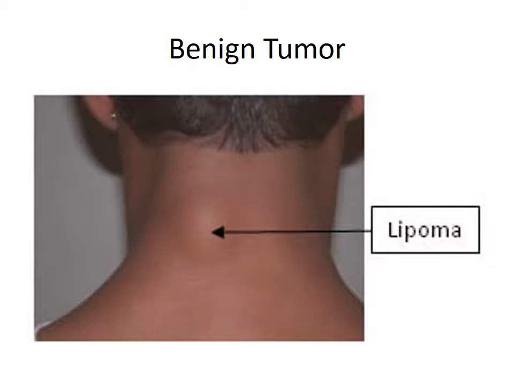So here's an example of a benign tumor on the back of a boy's neck, and benign just means it's not spreading. Okay, we can go in surgically and remove this and no problem whatsoever.